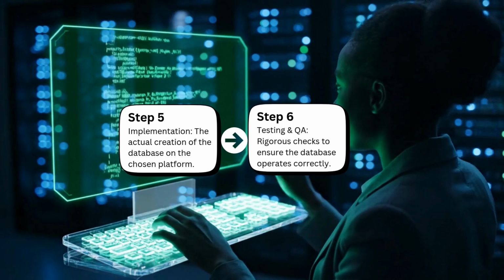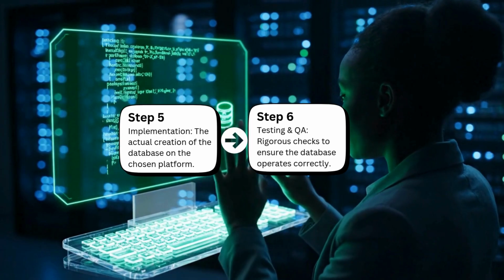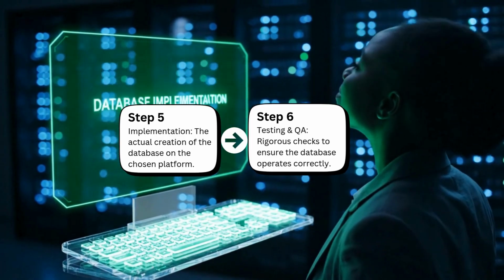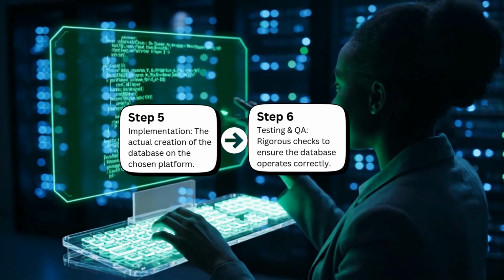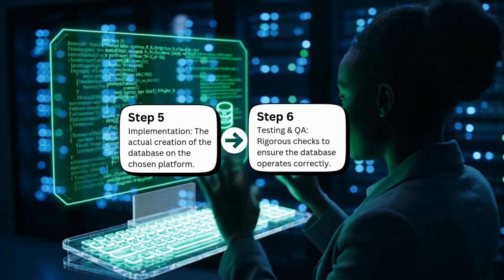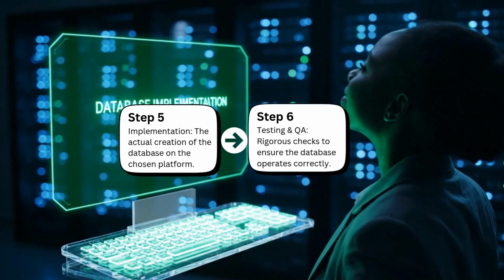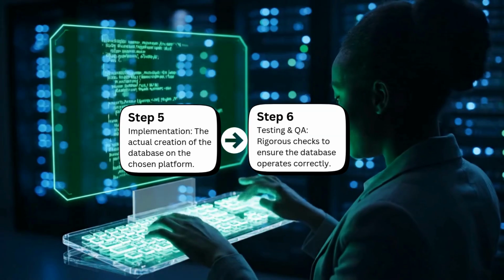So let's look at this 2-part action phase. First comes implementation, where we literally write the code and create the database. But you can't just build it and walk away, right? That's why the second step, testing and quality assurance, is so absolutely critical to making sure it all works.